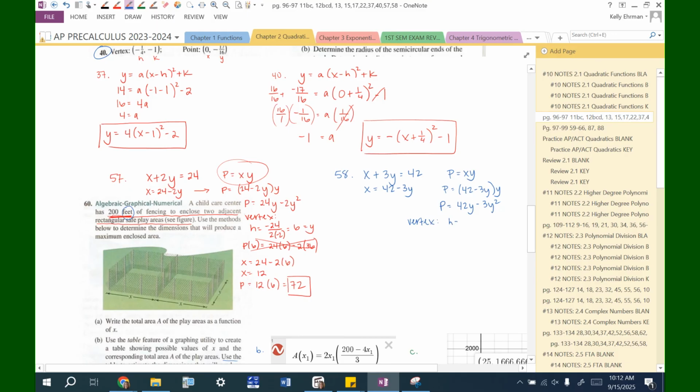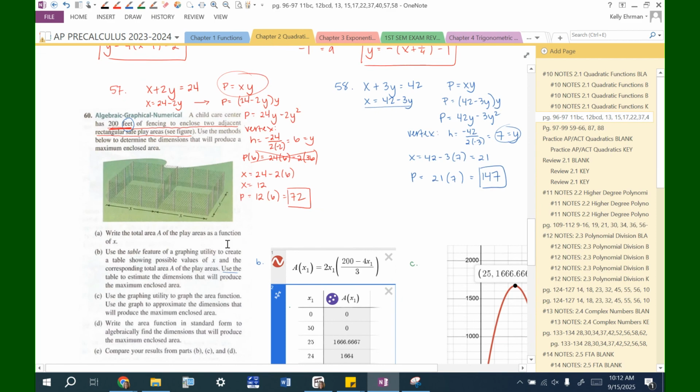So the vertex, the h, would be negative 42 over 2 times negative 3. Negative 42 divided by negative 6 is 7. And remember, that's the y coordinate because y is the input here. And then what is x equal to? Well, x is equal to 42 minus 3 times y. 42 minus 21 is 21. So the max product will be 21 times 7. 20 times 7 is 140 plus 7, so 147 is the max product.